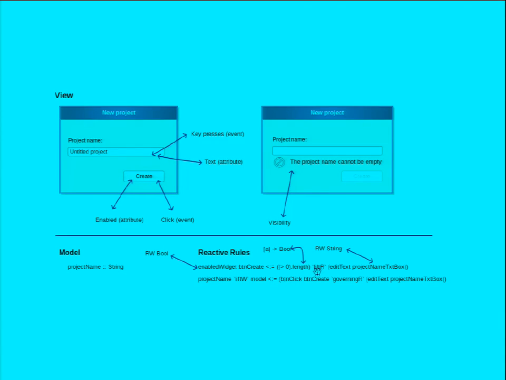So for instance, in this case, we have a project name text box, which is this one, and when it's empty, we don't want this button to be enabled. So what we do is we lift a function that calculates the length of the text and checks whether it's greater than 0. And that is a Boolean readable reactive value that is assigned to this other reactive value. So whenever this one changes, this one gets updated.